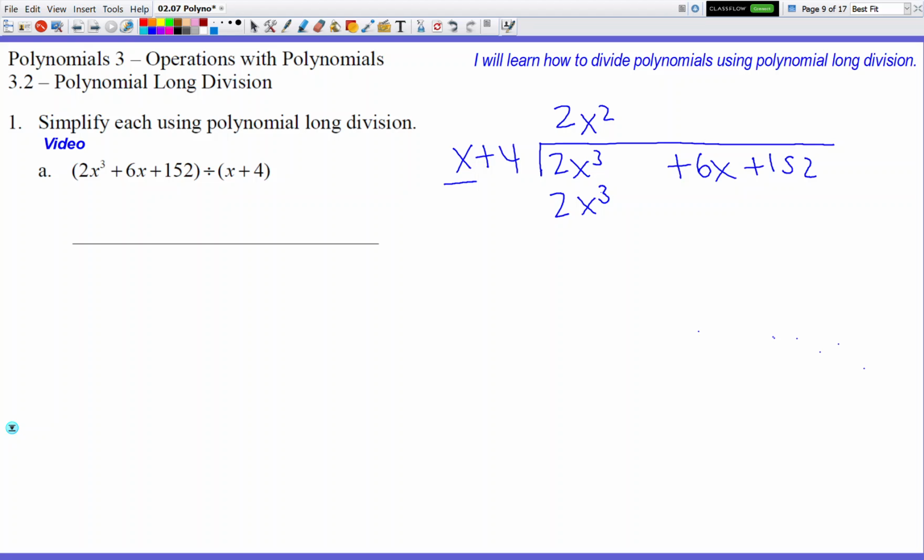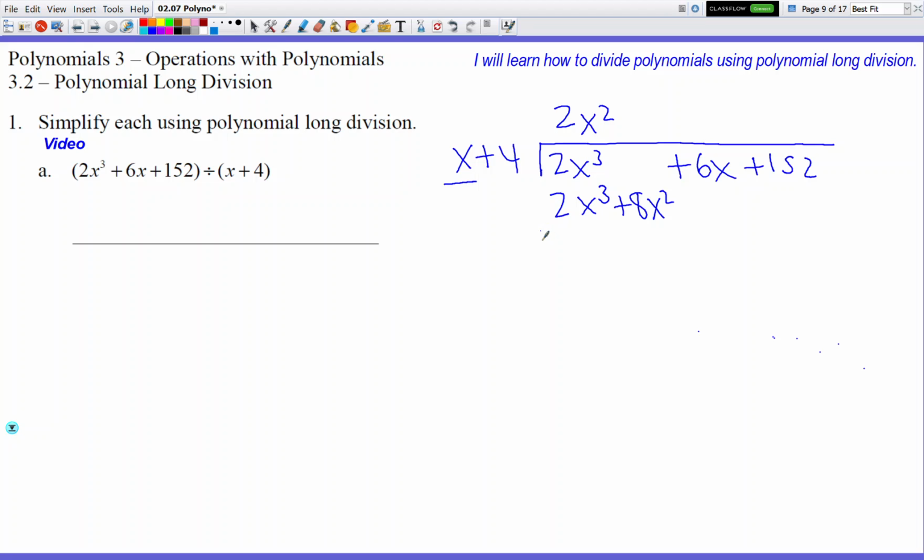And then I'm going to go 2x squared times 4. So guaranteed it's a positive answer. 2 and 4 make 8, and I've got 2 x's, so x squared. So that's what I get when I distribute 2x squared times x and 2x squared times 4.